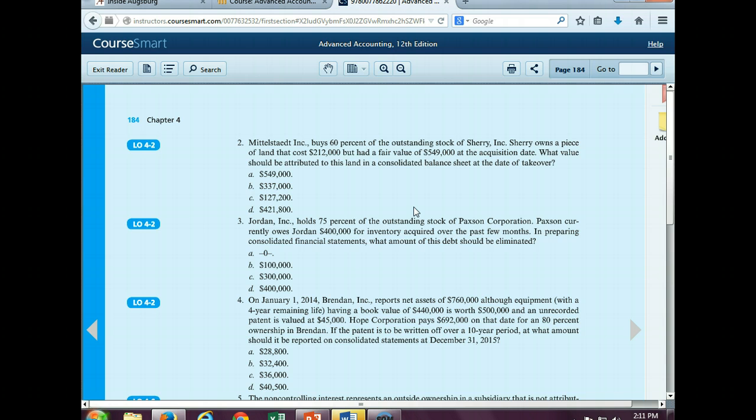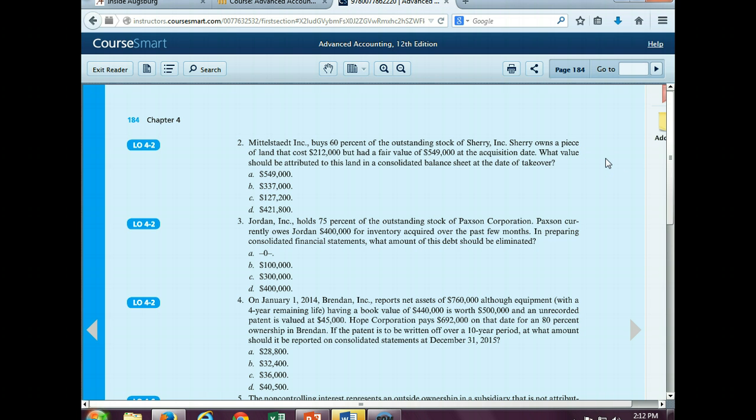Everything's at 100% in the balance sheet, but in that stockholders' equity section, we're going to show the portion of the non-controlling interest. Okay? So the correct answer here is when we buy this company and it has a fair value of $549, we're going to adjust all those allocations to show the new value, $549.